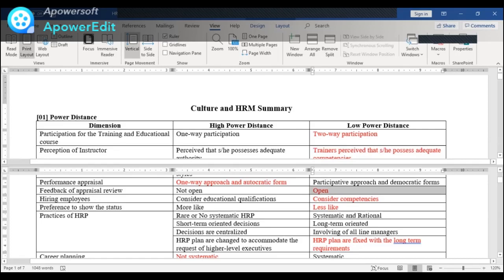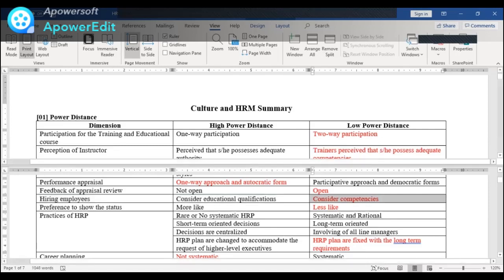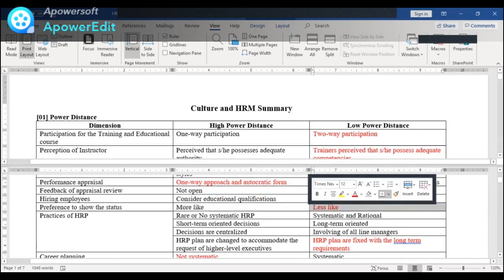Then employee hiring. In the high power distance culture, when hiring employees, they consider the educational qualification. However, in low power distance culture, when hiring employees, they consider competencies. Preference to show the status is very high in high power distance culture. However, it is less in low power distance culture.